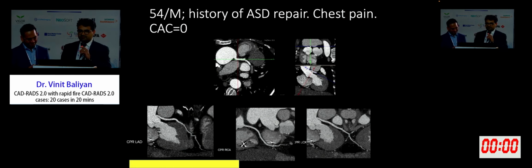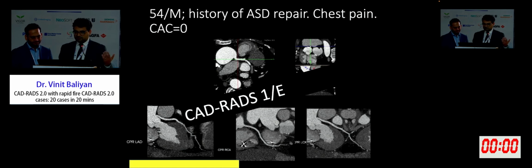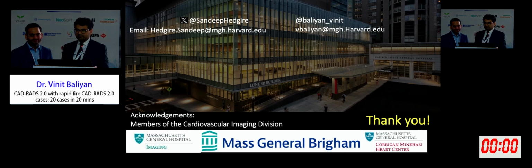Last case. 54-year-old male, history of ASD repair with large pulmonary artery, and he has chest pain. The calcium score is 0, no plaque. Segment involvement is 0. But as the left main passes between the pulmonary artery and aorta, there is maybe a little bit of flattening. So, how many think the CAD-RADS should be 1, or it should just be E without any number? There should be a number as well, because there is some narrowing. It's an exception, but there is also some narrowing. So this will be a 1E rather than E.